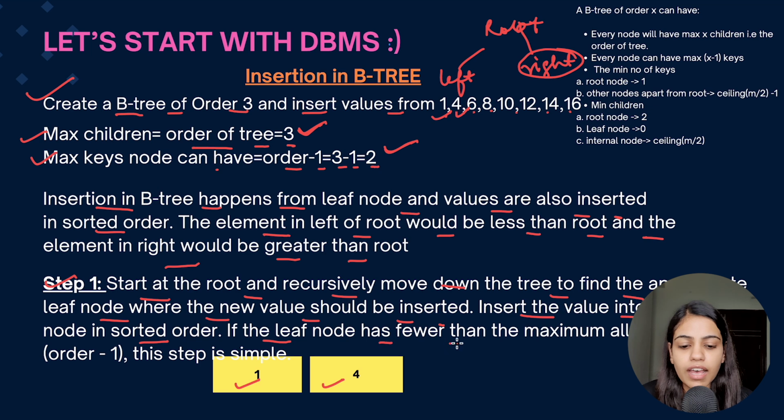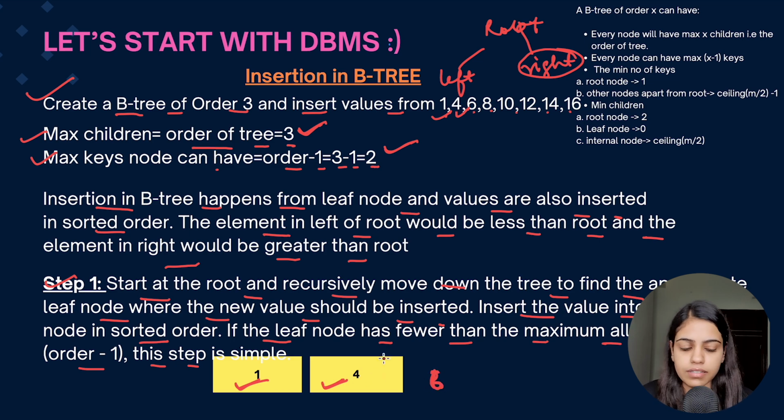If the leaf node has fewer than the maximum allowed keys, that is order minus 1, the step is simple. We have inserted 1, we have inserted 4. But here it is told that the maximum number of keys a node can have is only 2. Now we have to insert 6.